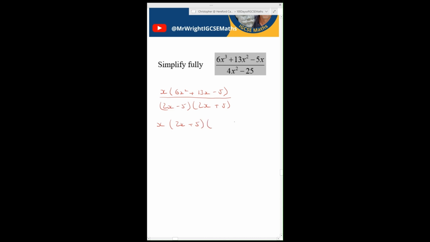Now if that's 2x plus 5, I'm going to need a minus 1 here, and I'm going to need a 3x here. And if I test that, I see I get plus 13x. So that's the top factorized, and the bottom remains as is. So now I can divide the top and bottom by 2x plus 5, leaving me with x lots of 3x minus 1 on the top and 2x minus 5 on the bottom.